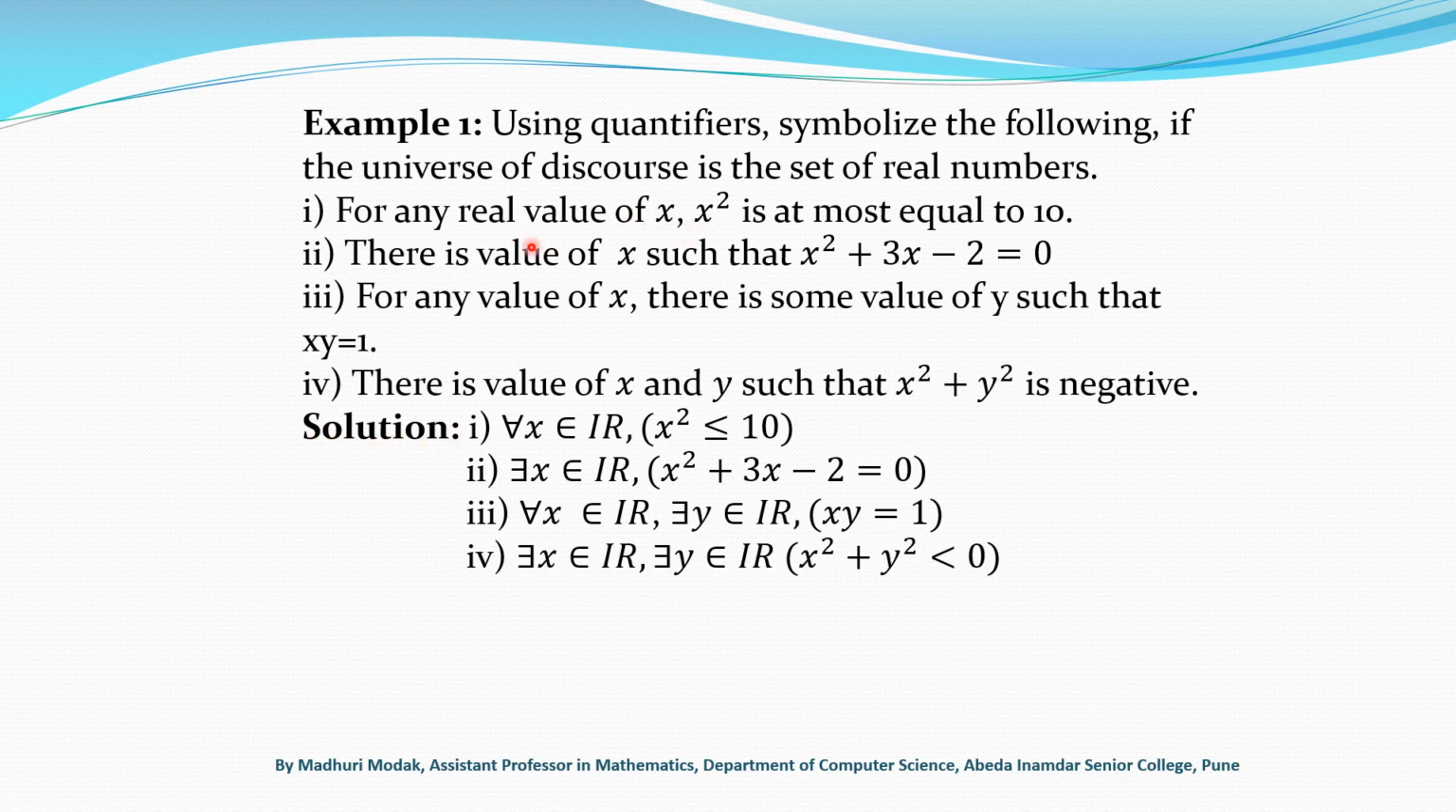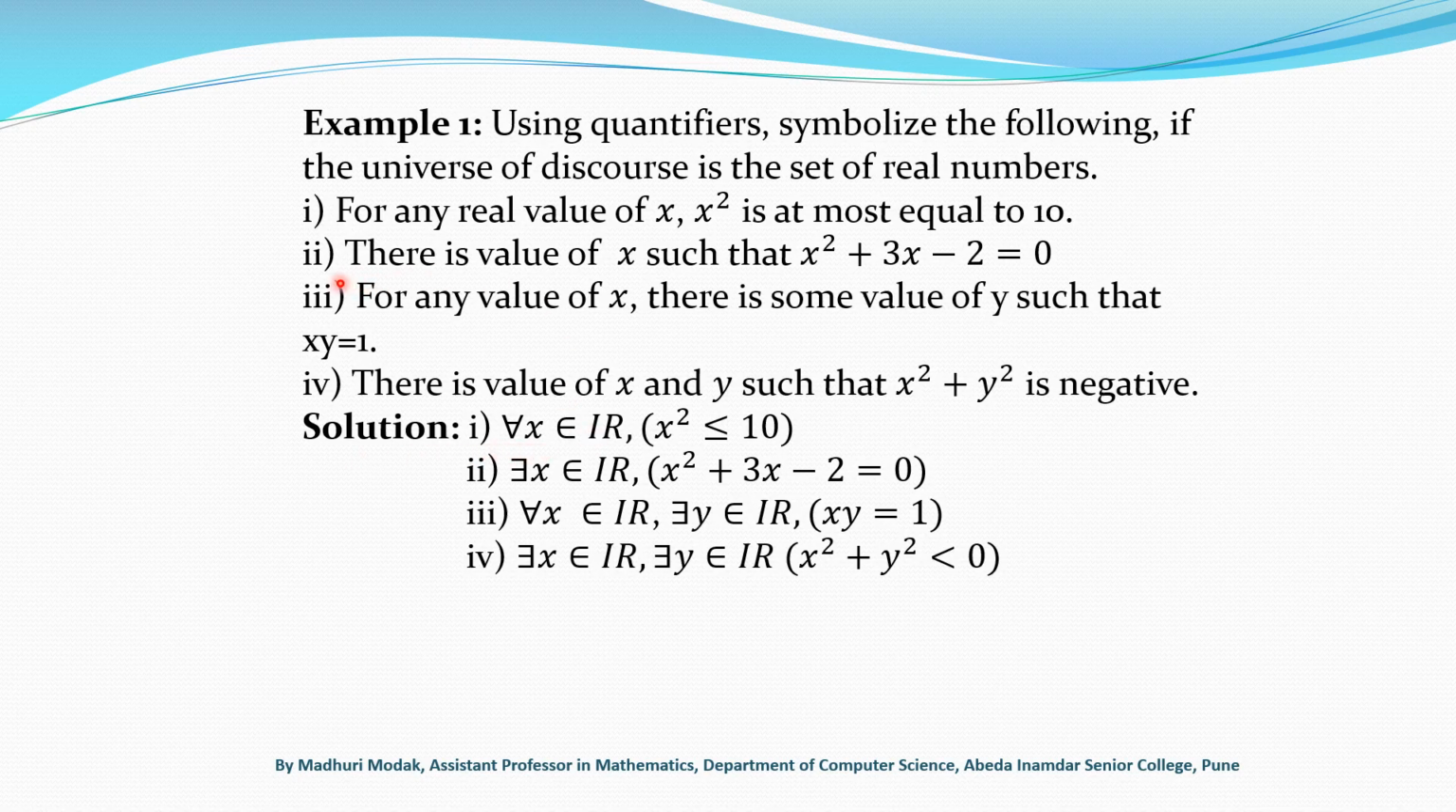Now what is the subject? x square is at most equal to 10. So for all x, what is given? x square is at most equal to 10. So for all x in R, we write this as x square less than or equal to 10. So this is the required symbolic form.